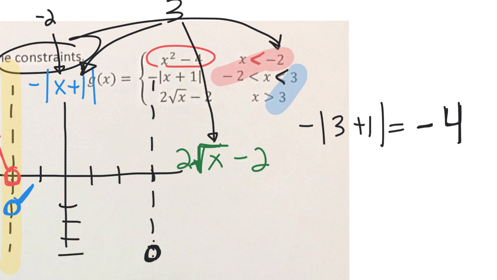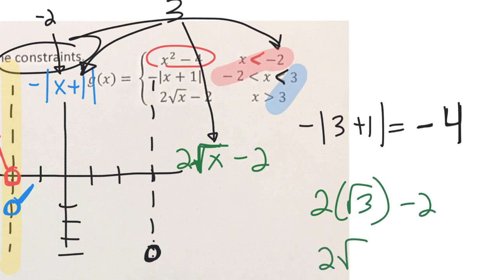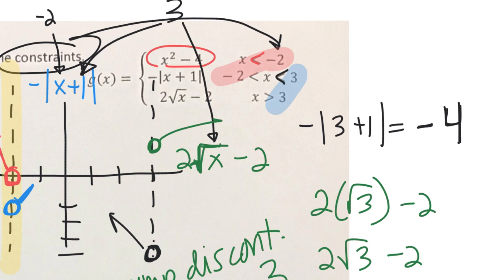And then let's see, 2 times the square root of 3 minus 2, which is something. Let me check. 1.46. Sorry, we're supposed to only have pretty numbers, but oh well, 1.46, which is up here. So clearly these two aren't close to each other either, so you're going to have another jump discontinuity at this point also.